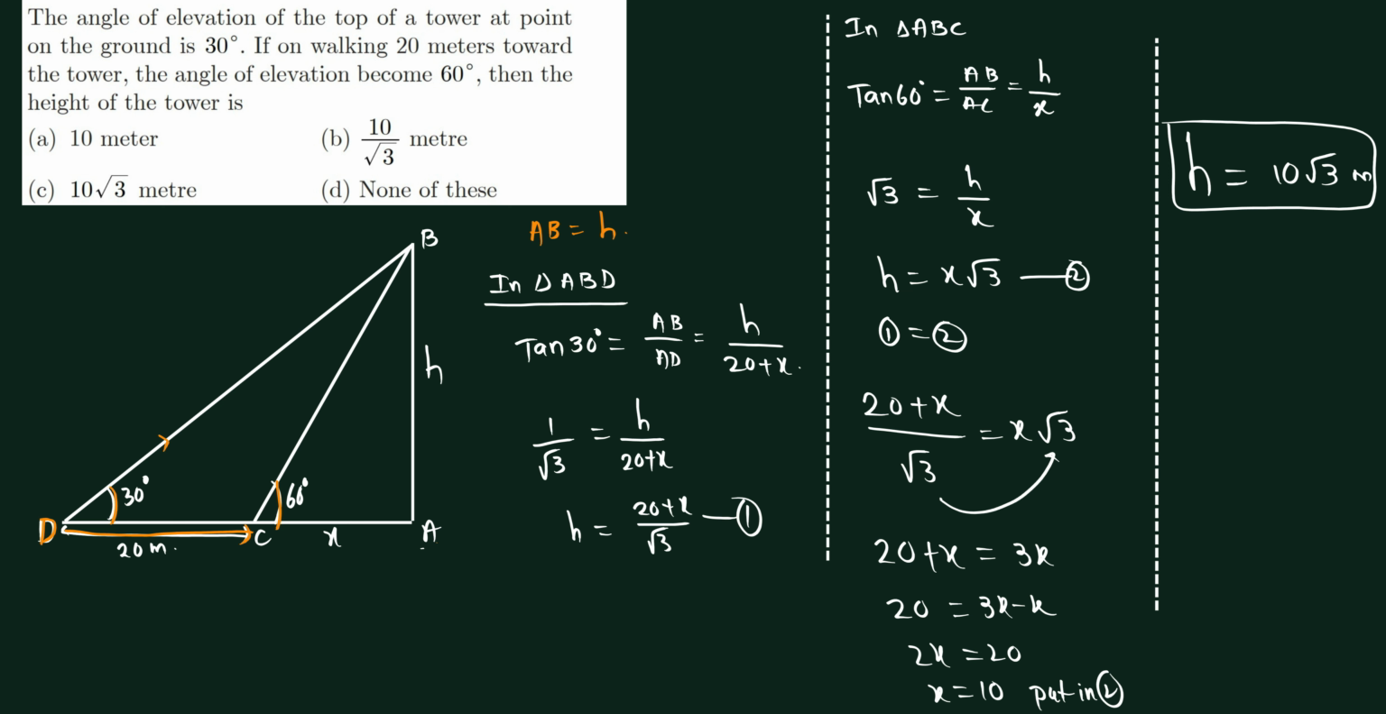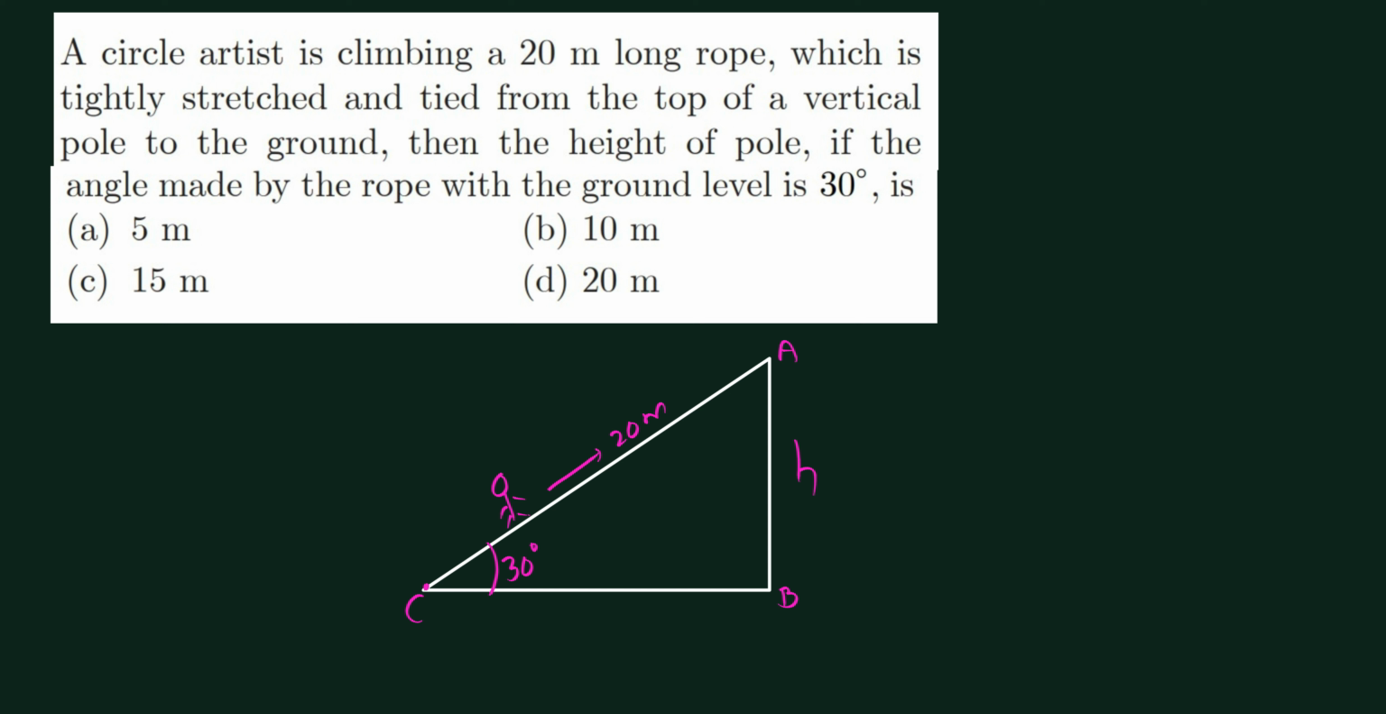Answer C is matching. A circus artist is climbing a 20-meter long rope, which is tightly stretched from the top of a vertical pole to the ground. If the angle made by the rope with the ground level is 30 degrees, then find the height of the pole.